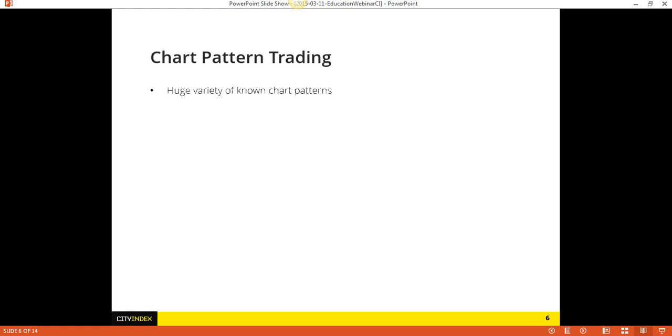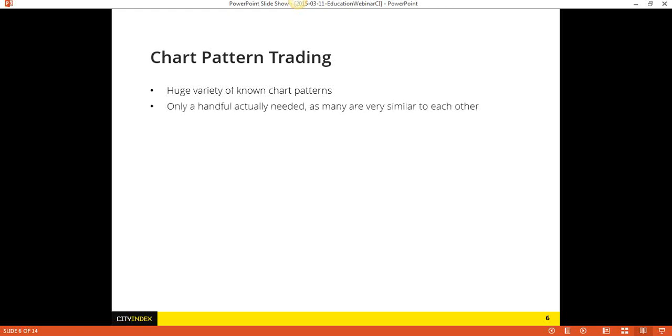So what is chart pattern trading? Well, there's a huge variety of known chart patterns. If you ever read that book by, I believe his name is Thomas Bulkowski, it's an encyclopedia of chart patterns. It's been around forever. Now, this book is very thick. It's got a lot of chart patterns in it. I had to go through all that, but I really wouldn't recommend going through that and memorizing it, because really all you need is the experience to trade with a handful of chart patterns, okay?